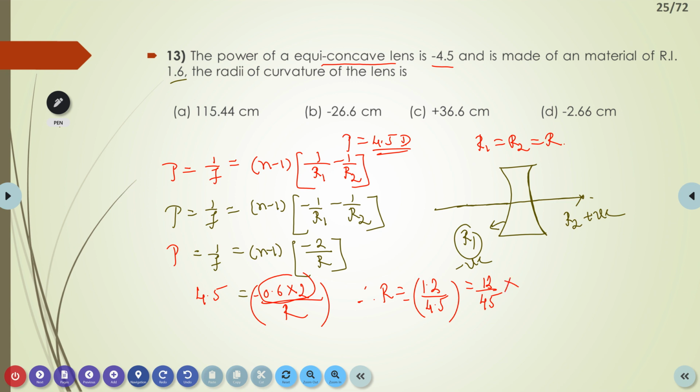Now you have to convert to centimeter, multiply by 100, and then simplify it with minus sign. Don't forget, minus 26.6 centimeter. Because all answers are in centimeter, this is the right choice. Clear? Because the negative sign is absorbed here, only I absorbed here. Okay.